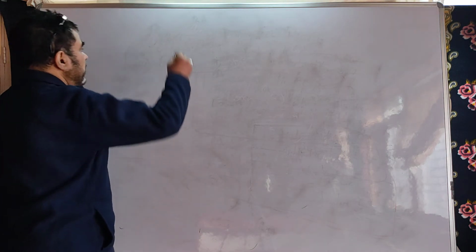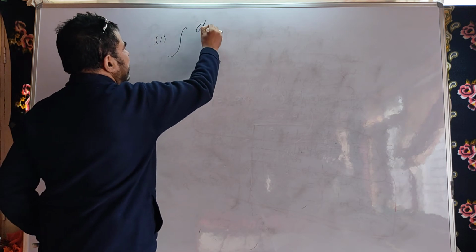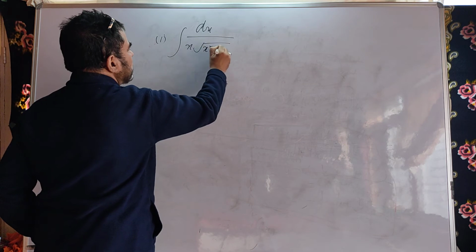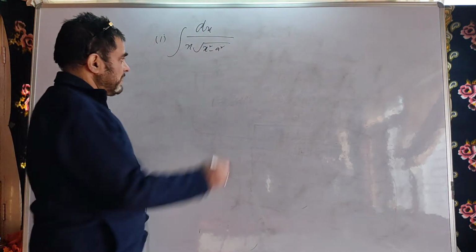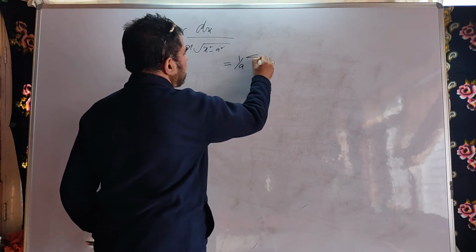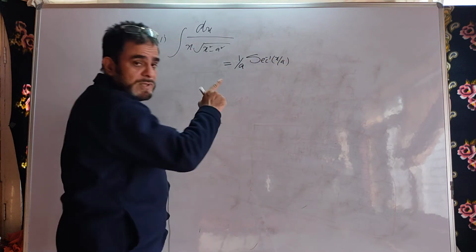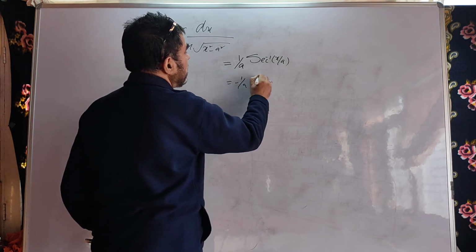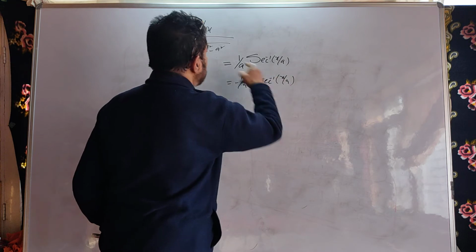Just a look. You may come across a formula like this: dx by x under root of x square minus a square. You did it. What was this? 1 by a sec inverse, sec inverse, not hyperbolic, x by a, or this is minus 1 by a cosecant inverse x by a.